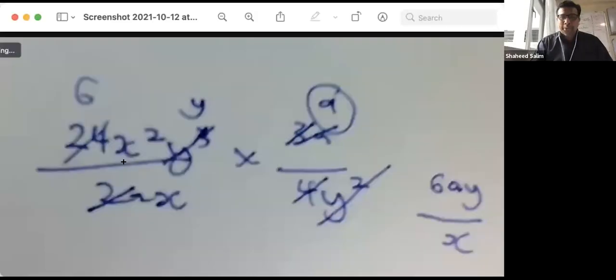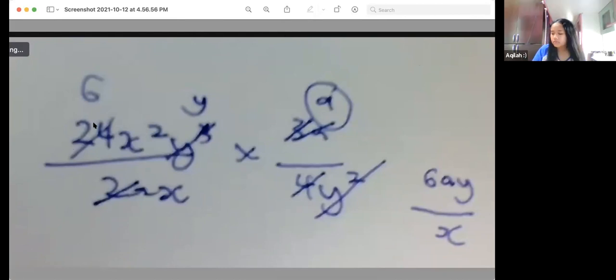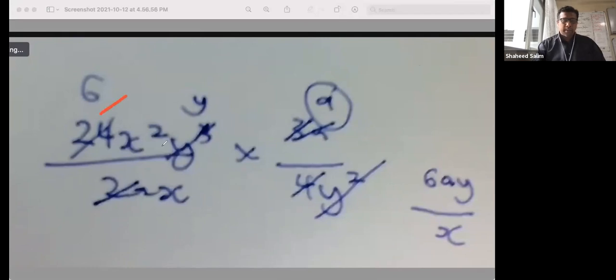Can you see the screen? You cannot see the screen. Sorry. Okay, now you can see. You can see the screen, right? Okay, so this is correct. You have 6 on here. Well done.